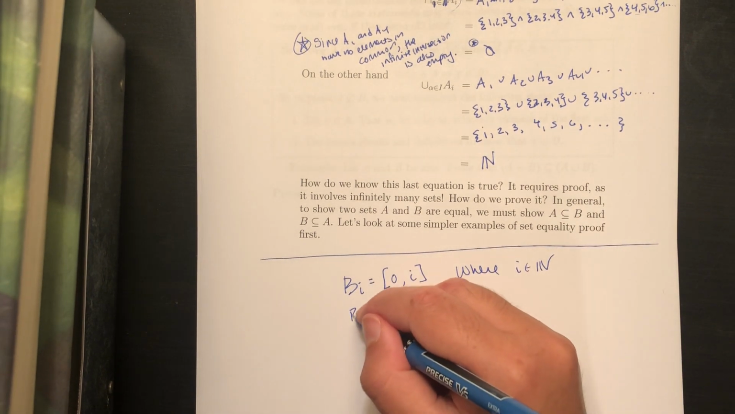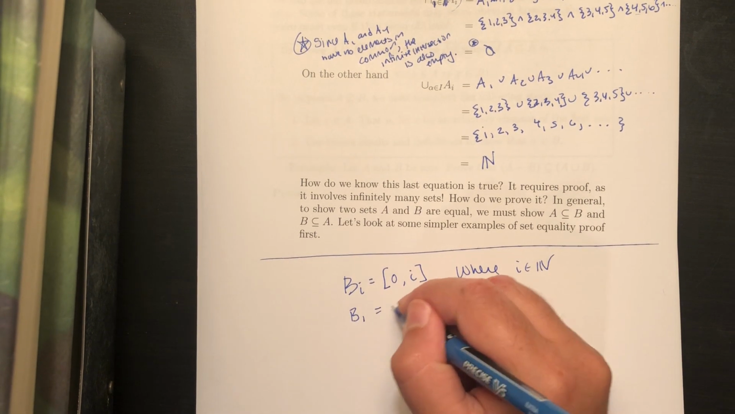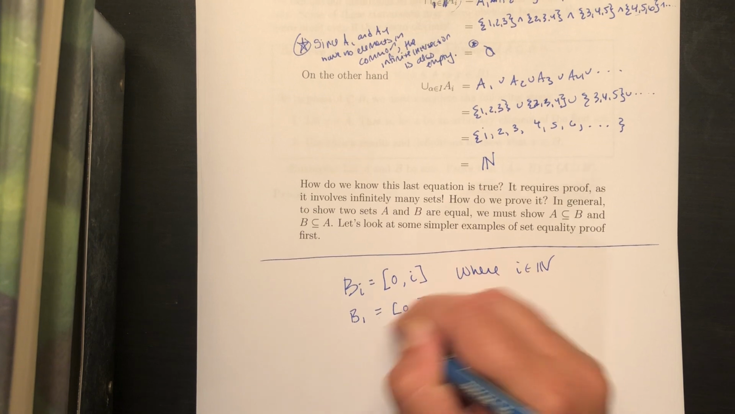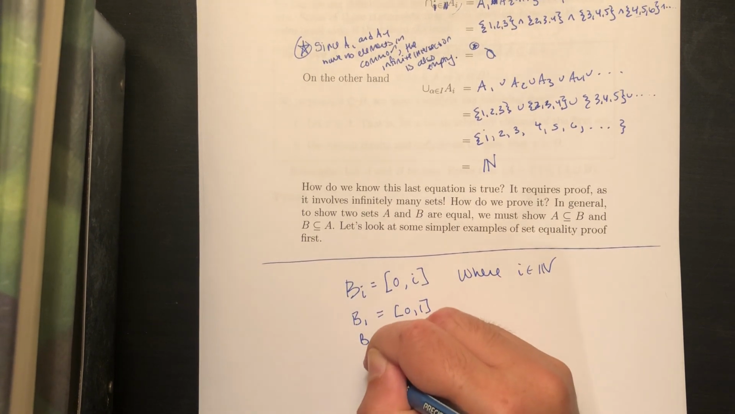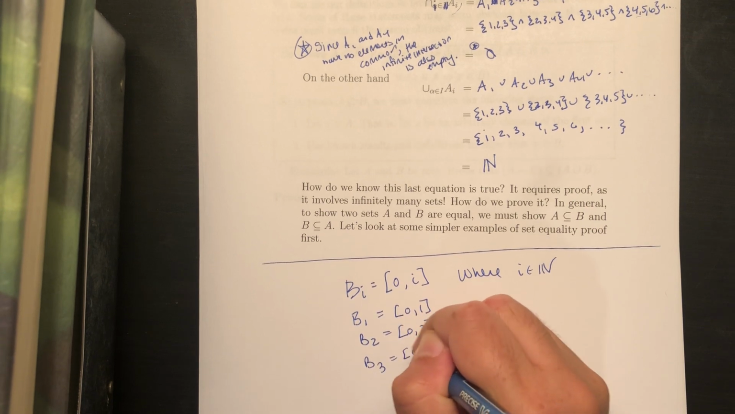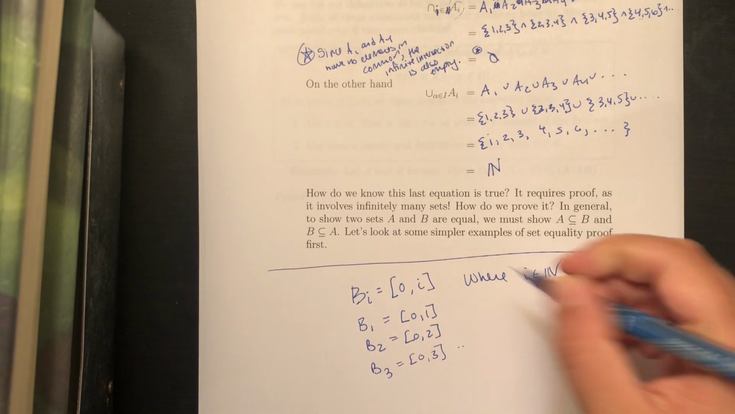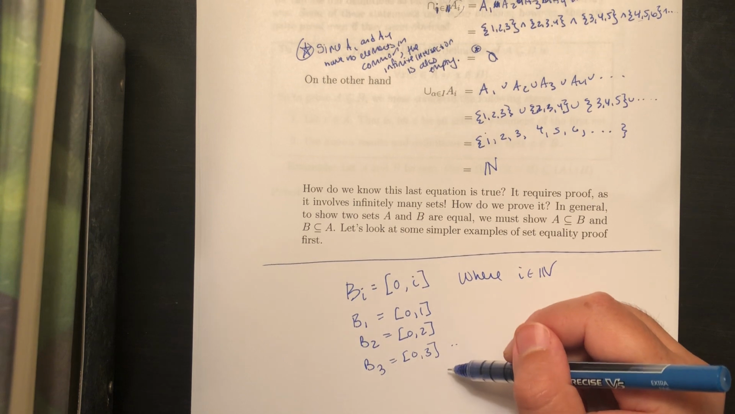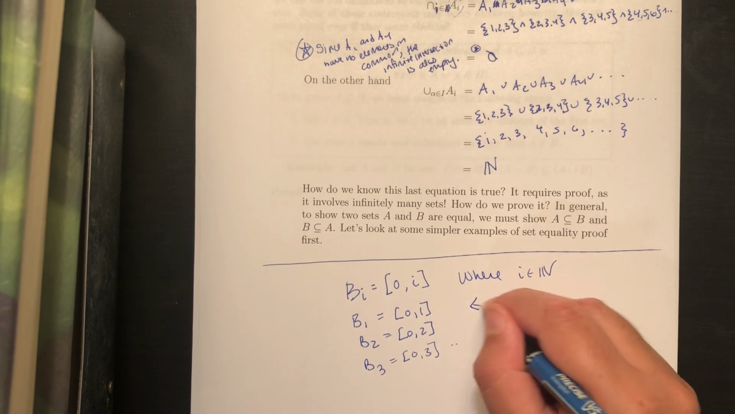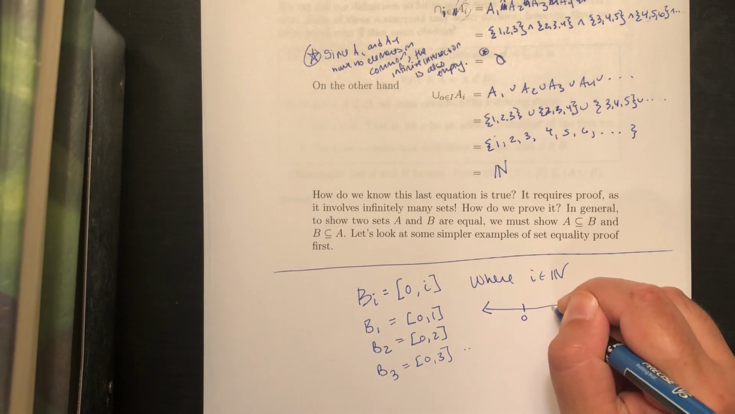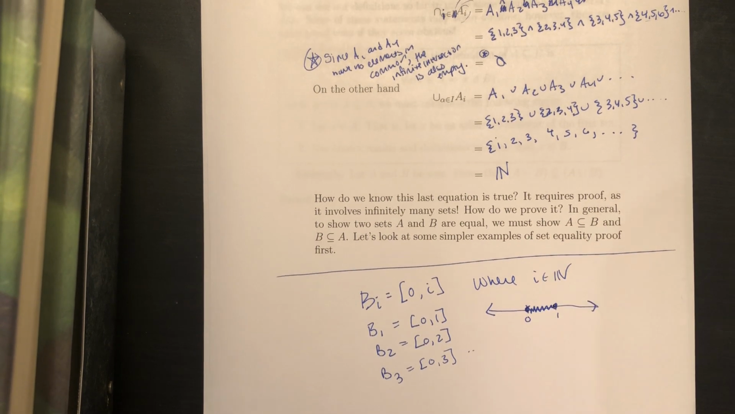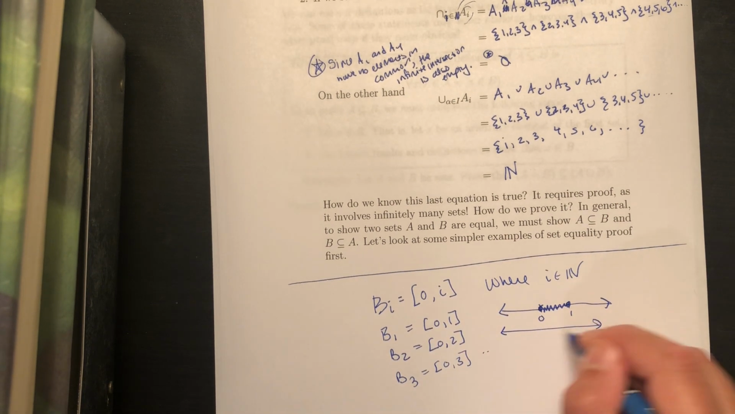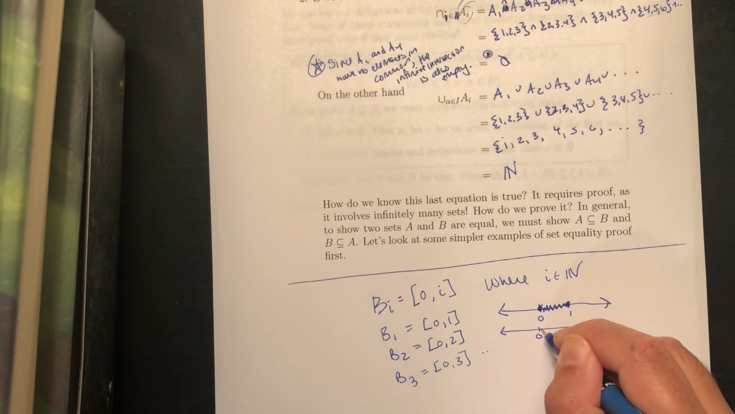So in this case, your sets would be, you'd have the set B1 is the interval from 0 to 1, B2 is the interval from 0 to 2, B3 is the interval from 0 to 3, etc. These are not finite sets. These are actual intervals of the real number line. We're talking about all numbers between 0 and 1. This is an infinite set here. There's infinitely many numbers between 0 and 1. And similarly, infinitely many numbers between 0 and 2, etc.